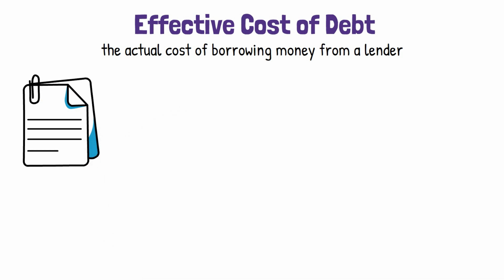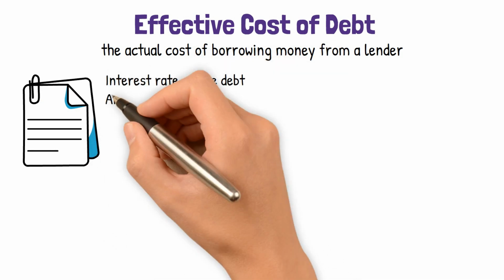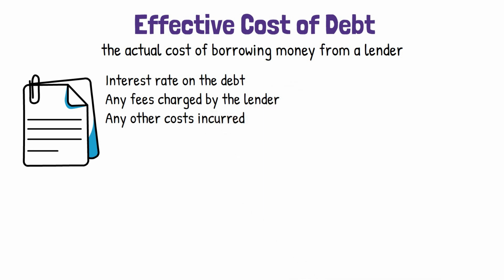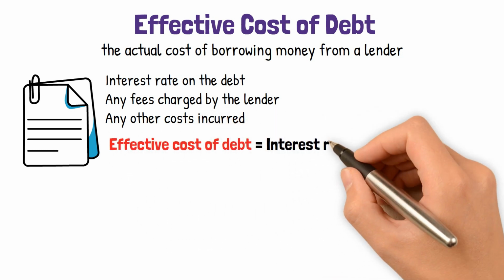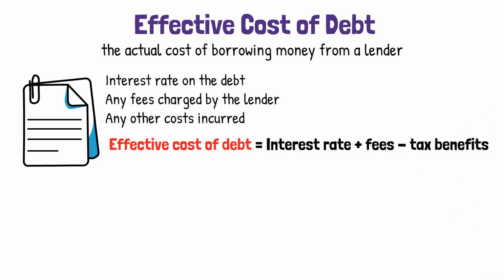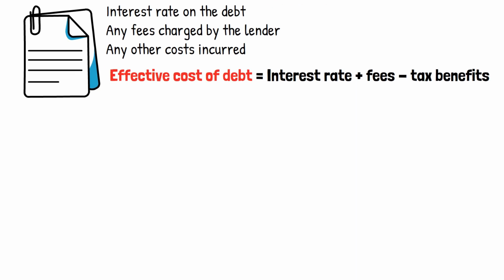This includes the interest rate on the debt, any fees charged by the lender, and any other costs incurred by the borrower in obtaining and servicing the debt. To calculate the effective cost of debt, the borrower should first determine the interest rate charged by the lender. Then, they should add any fees or charges associated with the debt, such as loan origination or annual maintenance fees. Finally, they should consider any tax benefits associated with the debt, such as tax deductions for interest payments.